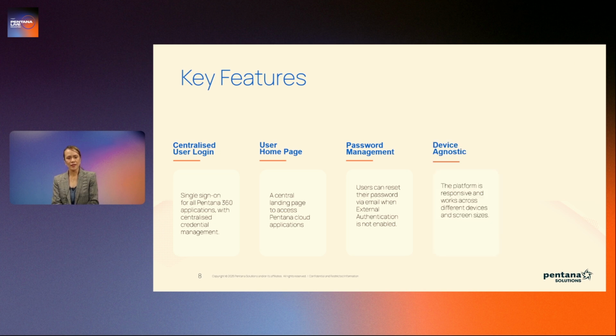Device agnostic. Pentana 360 is responsive, so it works across different devices and screen sizes, desktop, laptop, and supported mobile devices. That's important as more staff access systems from different locations. Documentation is contextual. Opening power guides from an app shows guidance for that specific application.